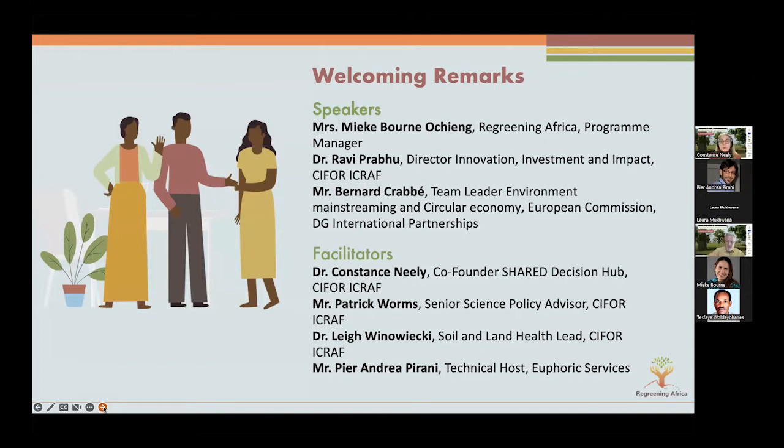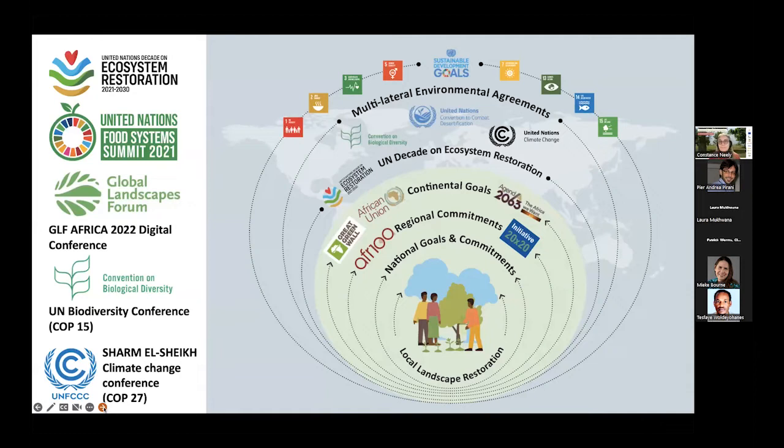Now, before I turn it over to our program manager, Mika Born, I wanted to set a bit of a frame. Land restoration happens at the local landscapes, in the local landscapes, and there are implementation actions, aspirations, goals, and commitments from the local landscape to the global level. Each of these different scales are influenced by and influence each other.